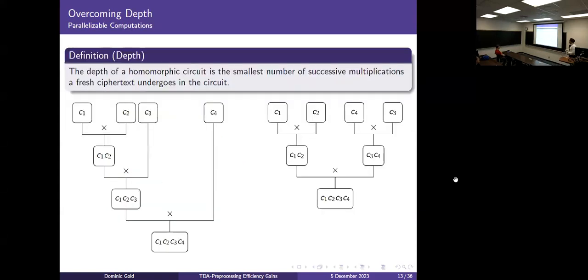Depth is a little bit more tricky. Depth is specifically talking about the number of sequential multiplications. The depth of a homomorphic circuit is the smallest number of successive multiplications a fresh ciphertext undergoes in the circuit. If you ask the question, why is there no depth equivalent to addition?